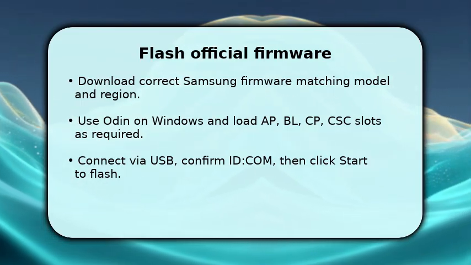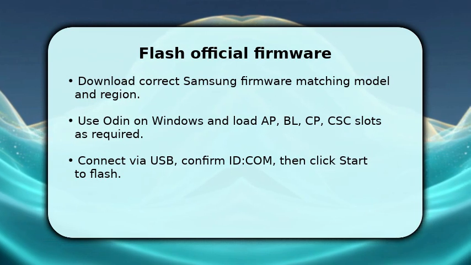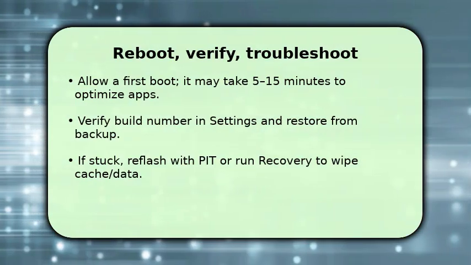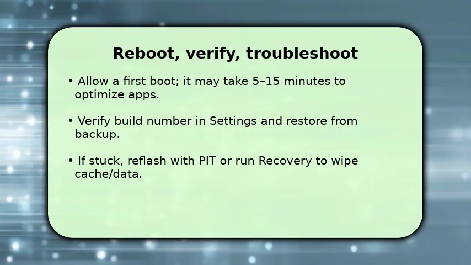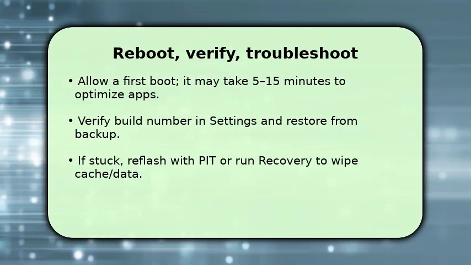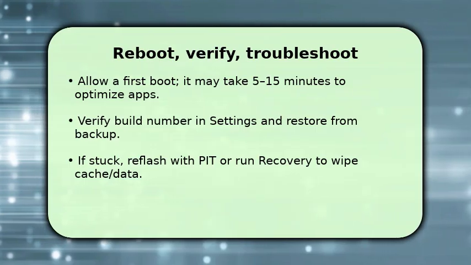You finish by rebooting and verifying the downgrade succeeded. After flashing, allow the phone a full first boot. Optimization can take several minutes, so be patient. Make sure the build number in settings reflects the older version, then restore your backup.